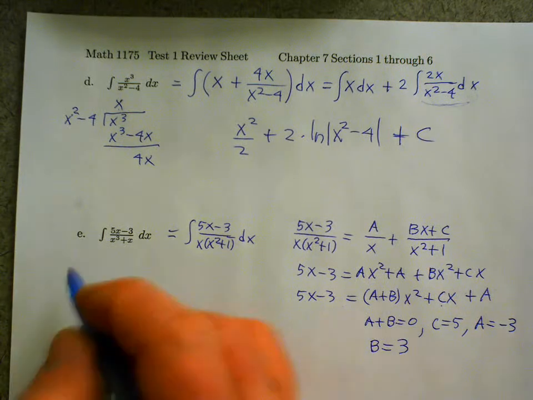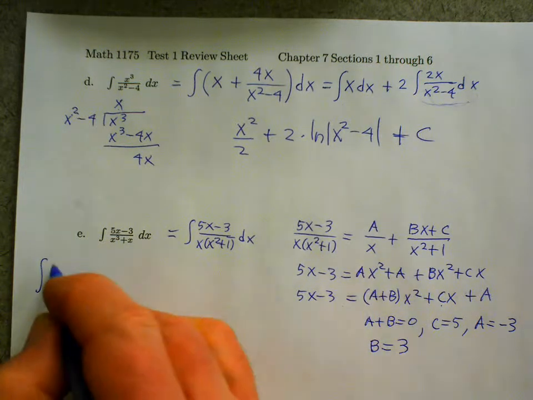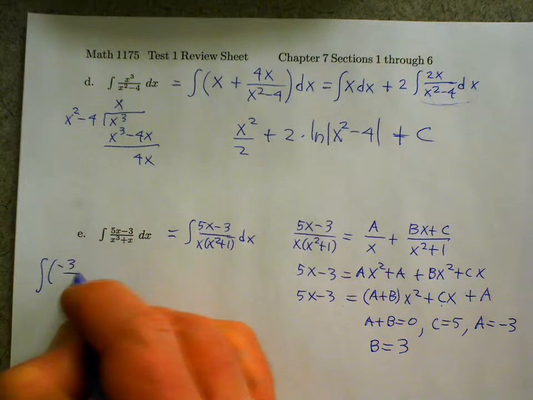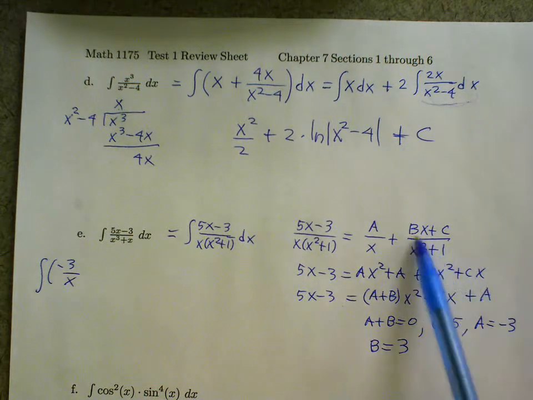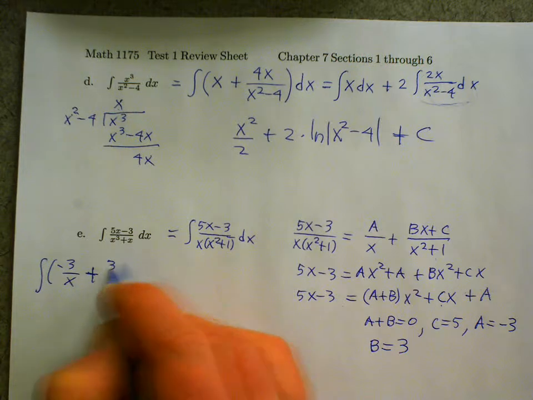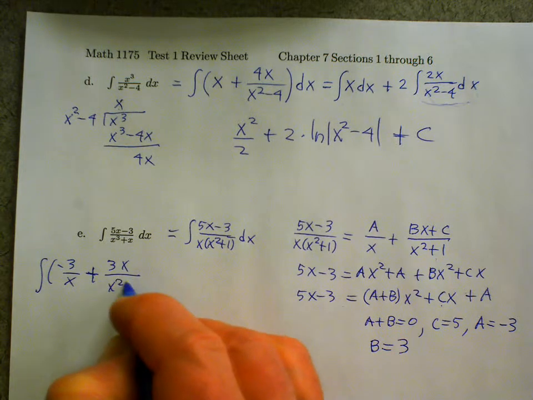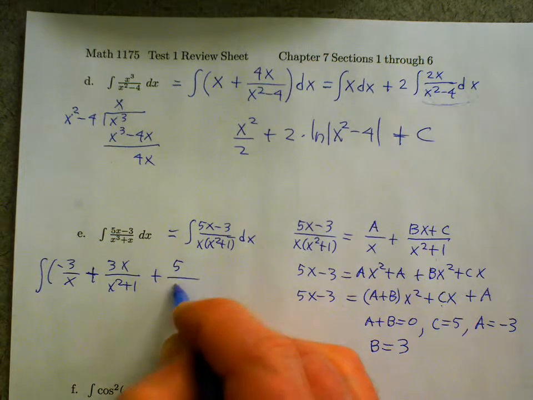Okay, so we can rewrite this indefinite integral. The value of a is negative 3, so negative 3 over x. And I'm going to write separate integrals. Instead of 3x plus 5 over x squared plus 1, I'm going to write it as plus 3x over x squared plus 1, and then plus 5 over x squared plus 1.